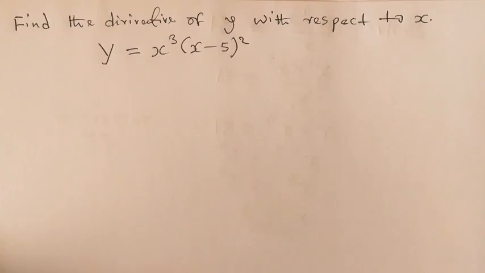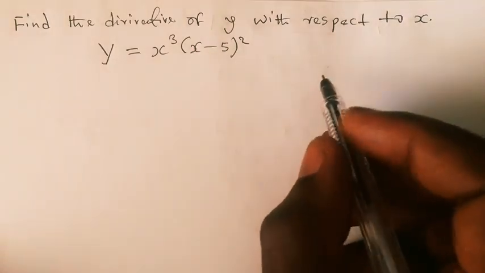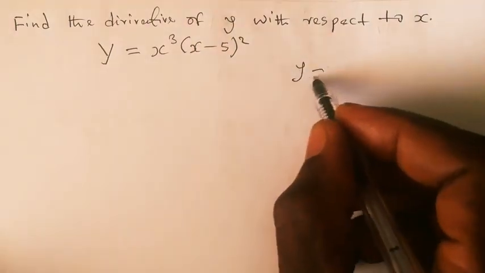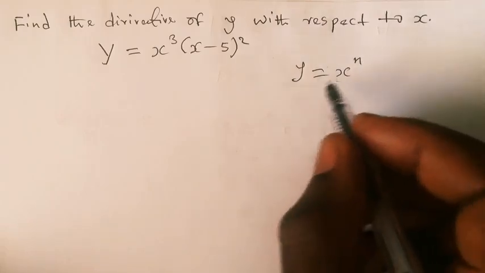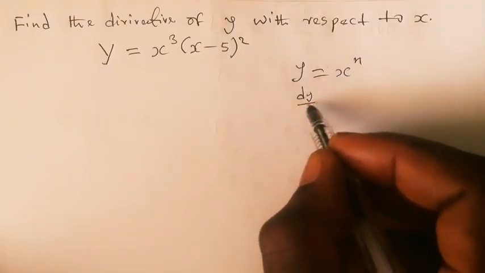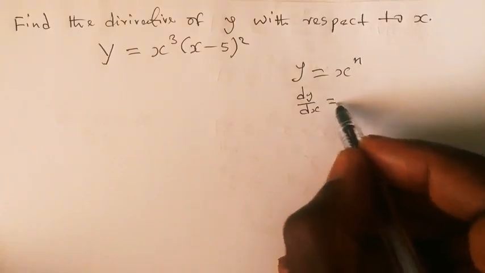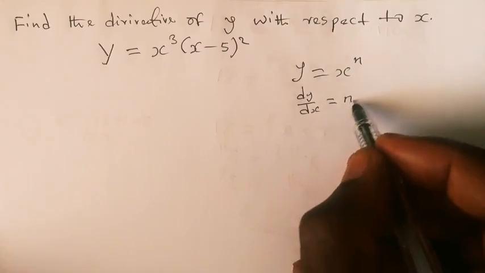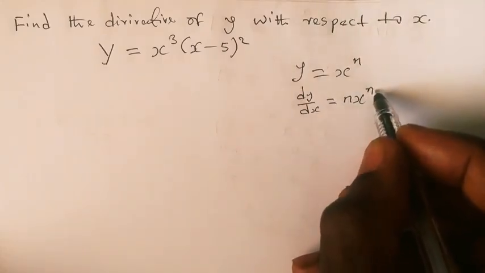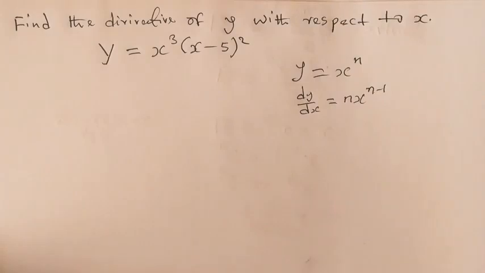If we are to find the derivative of y with respect to x, given that y equals x cubed times (x minus 5) squared. By summary, given that y is equal to x to the power of n, the derivative dy over dx is the same thing as you bring this n down, then you subtract n by 1. So this is the general form of solving any differential equation.